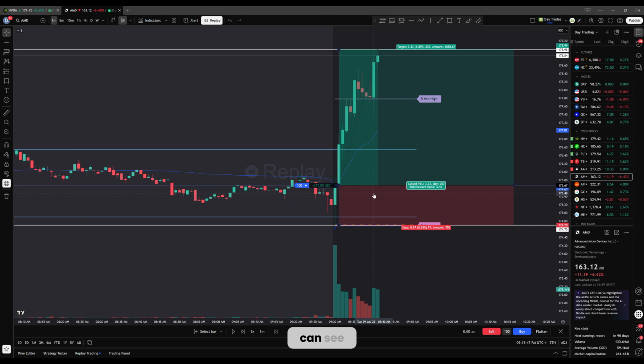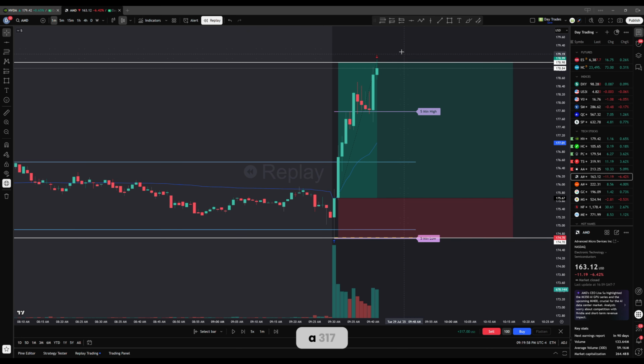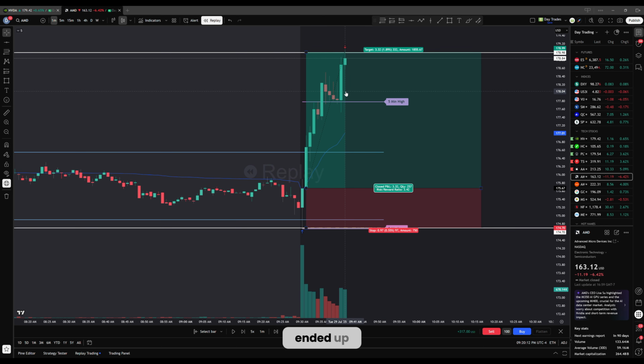As you guys can see, in only 11 minutes we ended up hitting our full profit target, being our 179 key level. As of right now, we can flatten our position, selling for a $317 gain on this trade. And we only had to sit on the charts for 11 minutes. We actually ended up getting done by 9:41 a.m.